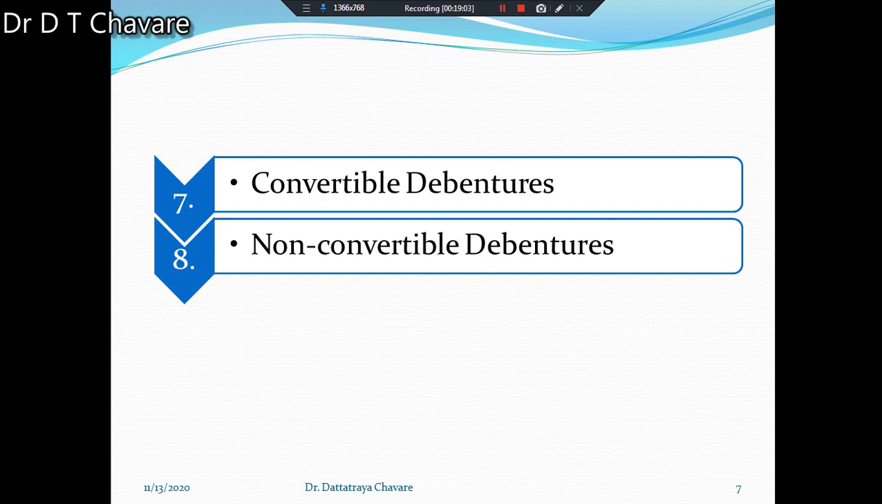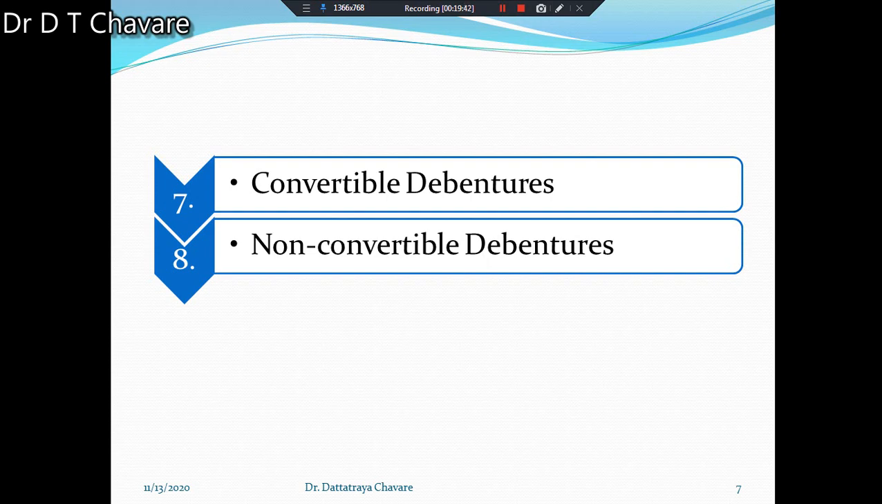Try to understand. Convertible debentures are converted into equity shares compulsorily or at the option of debenture holders. It depends on the terms of the issue. The idea is to attract investment in debentures with the expectation of getting equity shares in future. The debenture capital may be wholly or partly converted into equity capital.